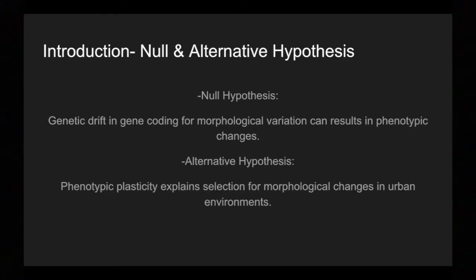They also had a null and alternative hypothesis. Their null hypothesis was genetic drift in gene coding for morphological variations can result in phenotypic changes. And then their alternative hypothesis is phenotypic plasticity explains selection for morphological changes in urban environments.